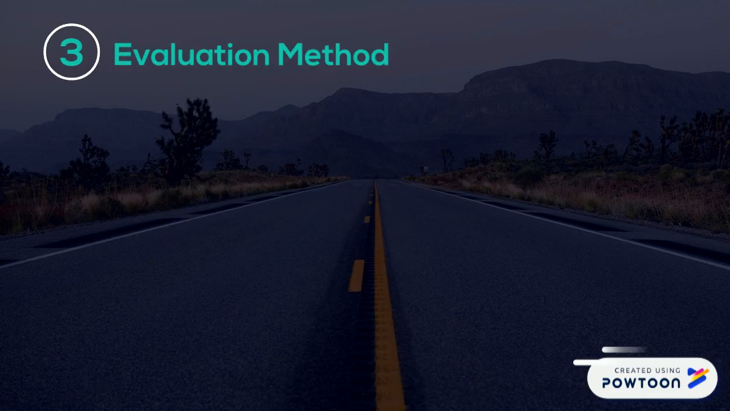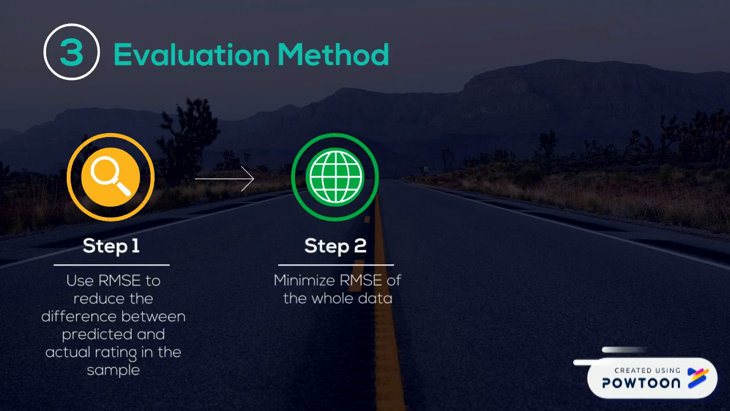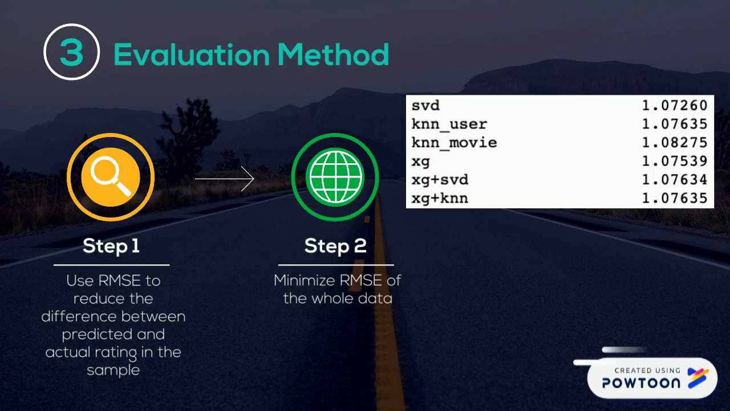For my prediction method, I used the RMSE scores to check the difference between predicted and actual rating. Since I already had the labels from the sample, it was easy to check against that. The idea was to lower this RMSE for the sample so that the RMSE for the entire data would be lowered as well.